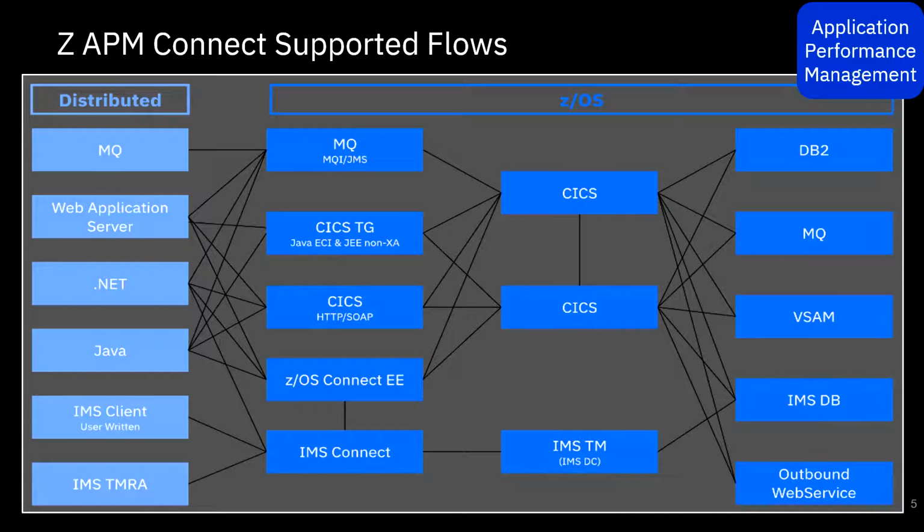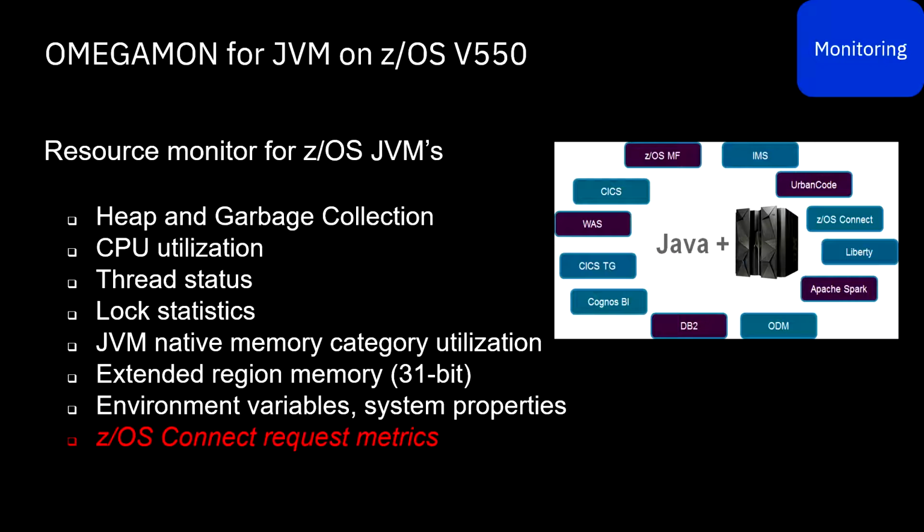Up to this point, we have been focused on response time information, identifying slowdowns in workloads, and specifically isolating the failing component. Now that we have found the weakest link in the chain, it is time for more detailed diagnostic analysis. There are two approaches here, and the first we will consider is performance monitoring, in this case using OMEGAMON for JVM.